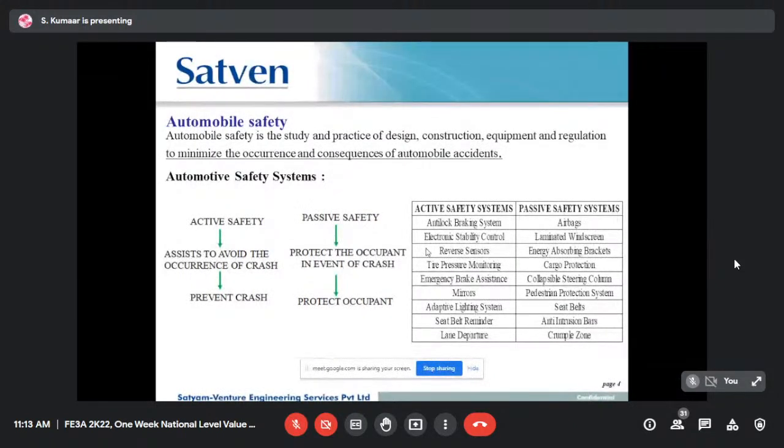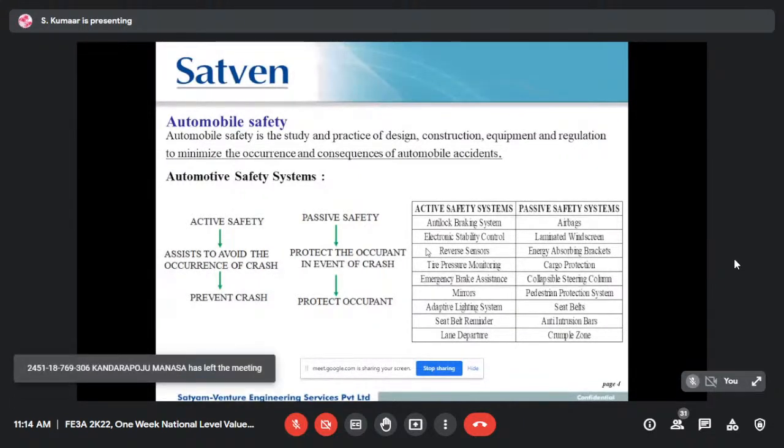For that we need a few systems, called active safety and passive safety. Active safety helps us avoid the occurrence of a crash. It will try to prevent the crash. For that we have different systems: anti-lock braking system, electronic stability control, mirrors, adaptive lighting system, seat belt reminder, and lane departure warning.